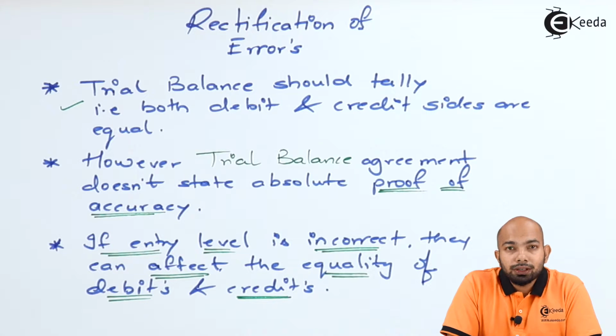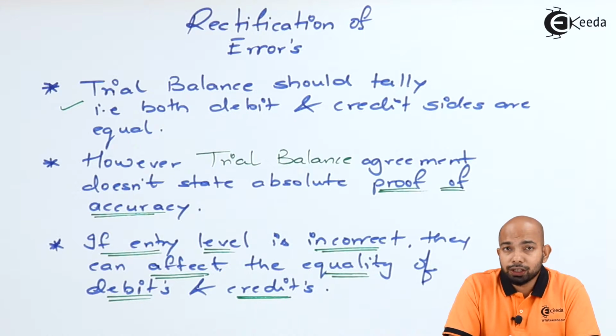This is the most important thing, because unless this is done, there is a certain error which you have to rectify. Once that is rectified, only then can this trial balance be used or sent out for the preparation of statements of accounts like the profit and loss account and balance sheet. Unless this is done, this trial balance won't be used at all.